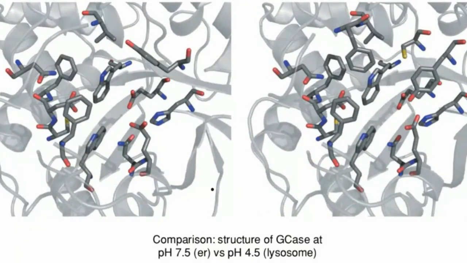I give a minute for you. Can you tell if both the proteins, A and B, are the same? Can you tell what differences you observe between image A and B? Image A is the same protein crystallized at pH 7.5. B is again the same protein crystallized at pH 4.5.